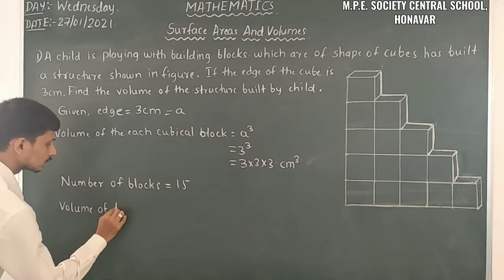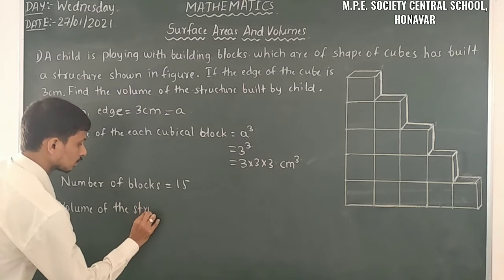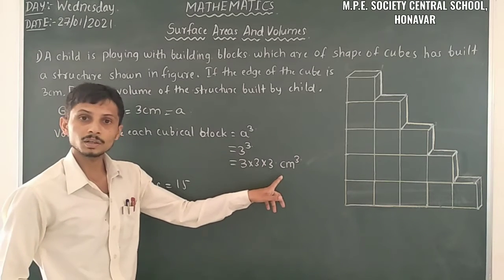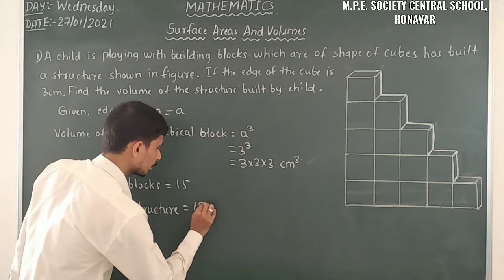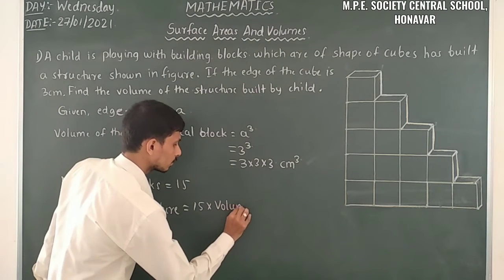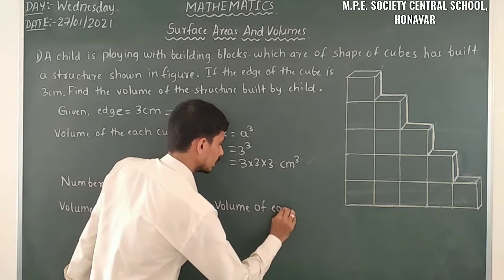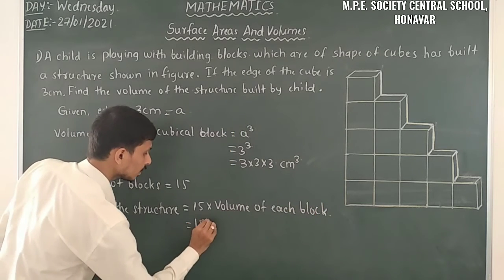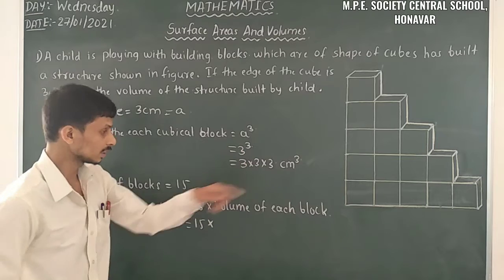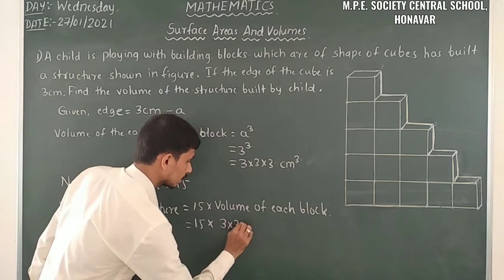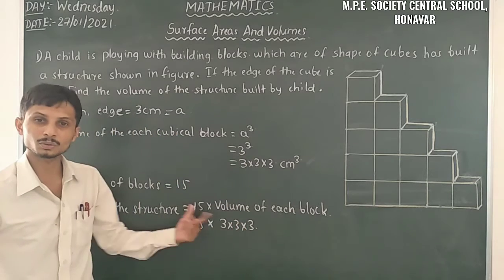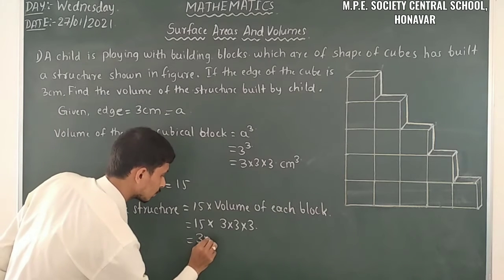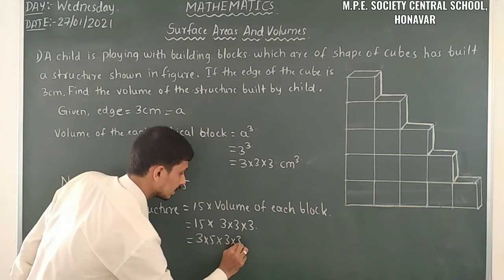Then volume of the structure is equal to 15 into volume of each block. Here 15 into volume of each block, which is 3 into 3 into 3. Just observe, it is difficult to multiply here. So I will write 15 as 3 into 5. So 3 into 5 into 3 into 3 into 3.